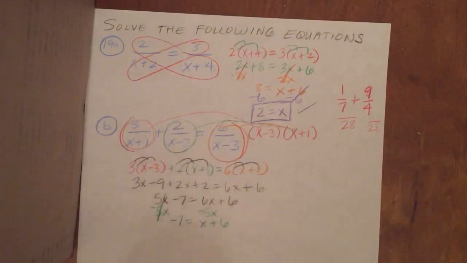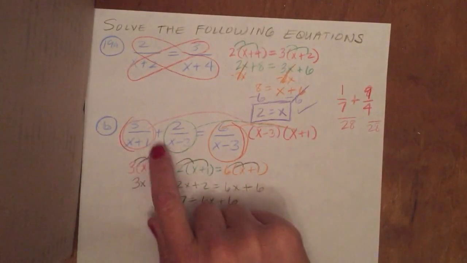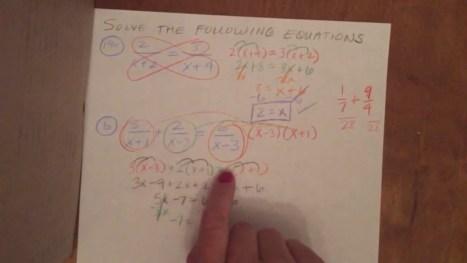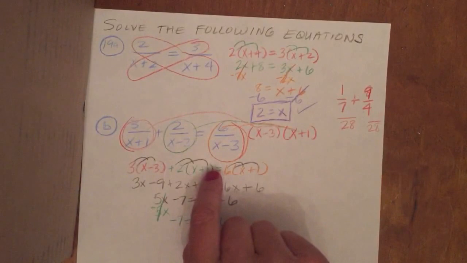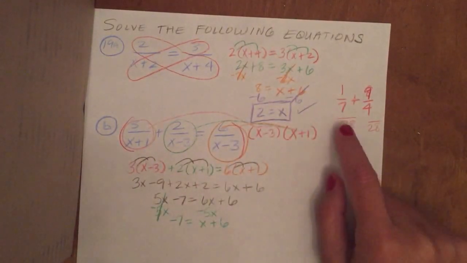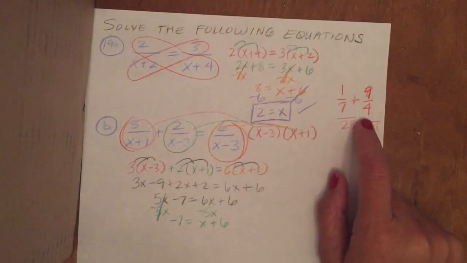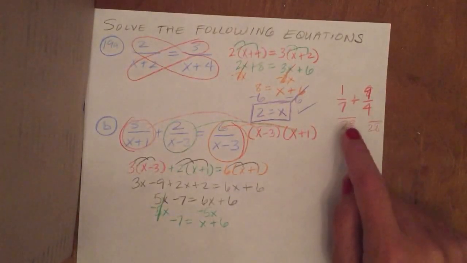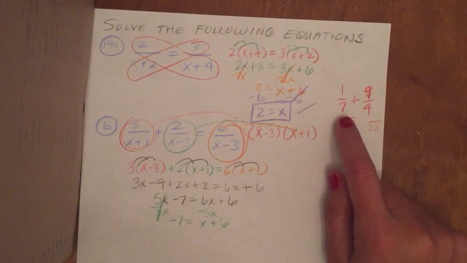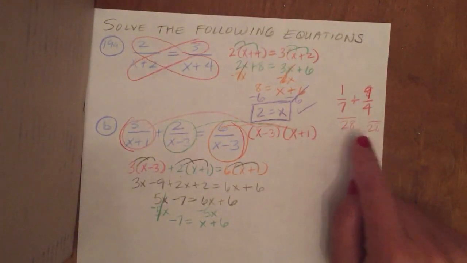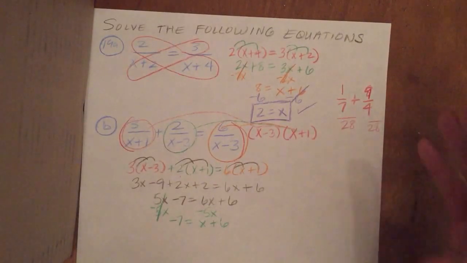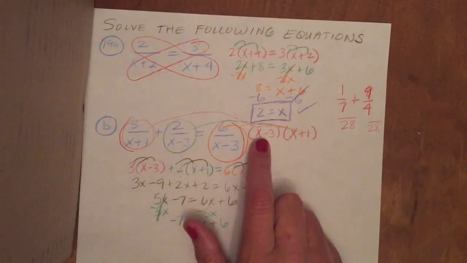For B, I have multiple terms on one side, so multiple rational expressions. So I'm going to multiply the entire equation by the lowest common denominator. I use this over here as an example, 1/7 and 9/4. 7 and 4 don't go into each other, and the lowest number they go into is the product of each other, the 7 times 4. So 28 is your lowest common denominator. We got that by doing 7 times 4 because there wasn't anything else to do. That's what we're doing here.